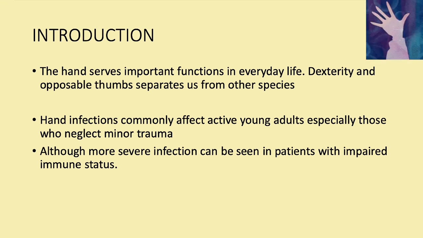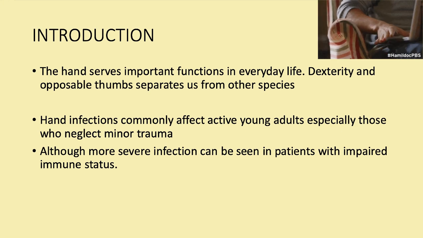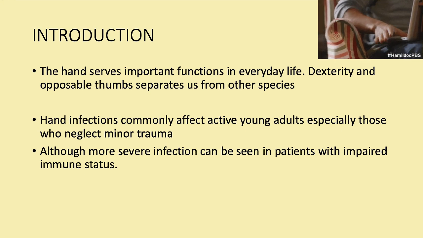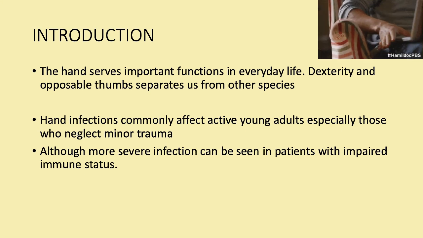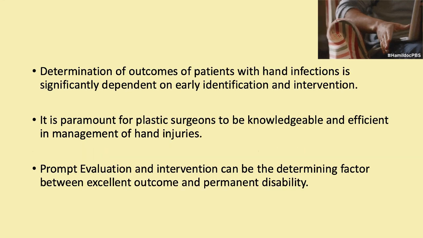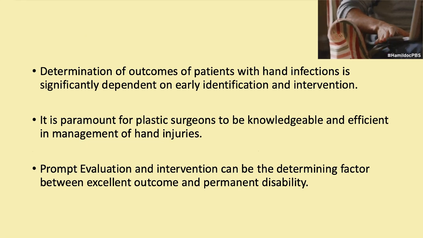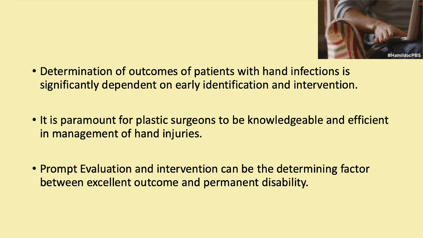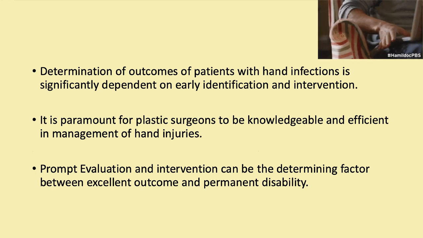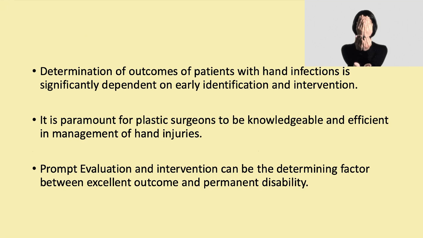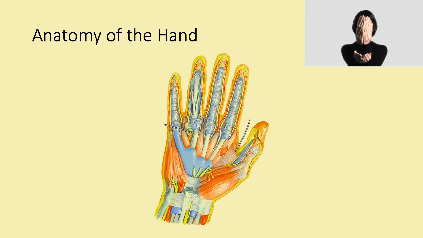Hand infections occur commonly, especially in plastic surgery, among active young adults, especially those who neglect minor trauma. It occurs in patients with severe infections, and patients that have an impaired immune status. Determination of the outcome of patients with hand injuries is significantly dependent on early identification and intervention. It is paramount as plastic surgeons to be knowledgeable and efficient in management of hand injuries. Evaluation and intervention can be a determining factor in whether a patient will have a good outcome or permanent disability.